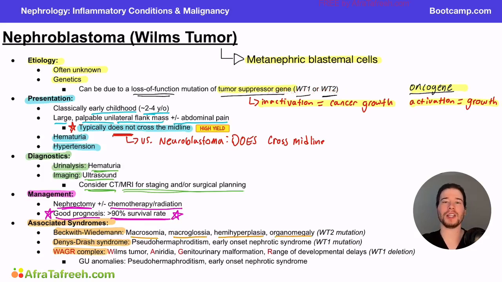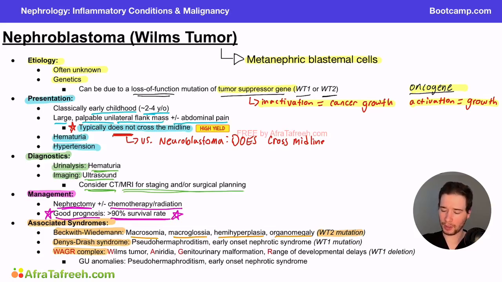And this constellation of findings is what we define as Beckwith-Wiedemann. Also, for the purposes of Step 1, they like you to know the specific gene involved. And so with this condition, we're dealing with a WT2 mutation. Remember earlier in the video, I said we have a couple different WTs, WT1 and WT2, that can be involved. In this specific one, it is a WT2 mutation.